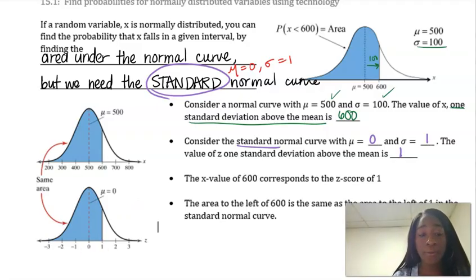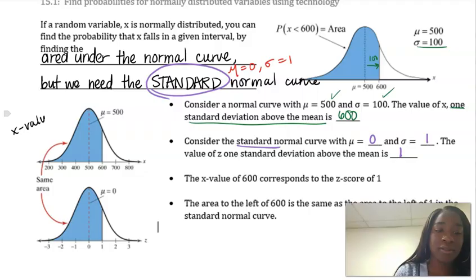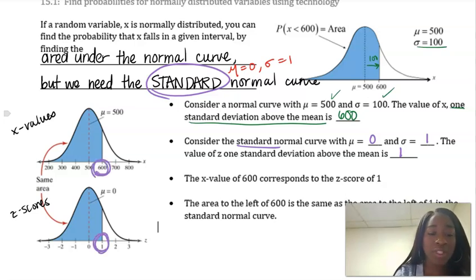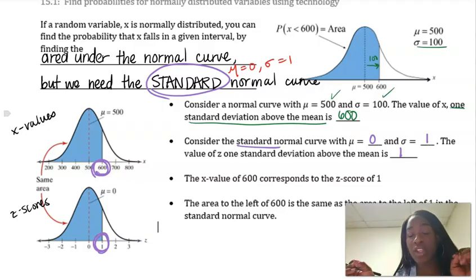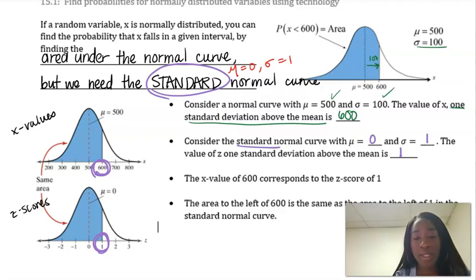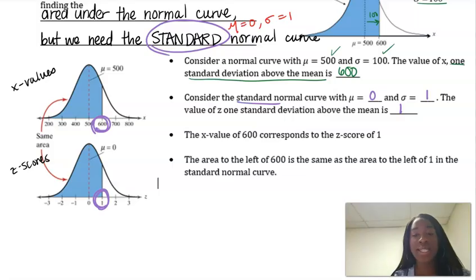So what we're seeing here is in the curve with x values, these are x values, like raw scores, actual data. These are z-scores, standardized scores. And what we're seeing here is that an x value of 600 corresponds to a z-score of 1. Because if I move 1 standard deviation up in the x values, I'm at 600. We just saw that up here. And if I move 1 standard deviation up in the normal score, we are at 1. So since those two correspond, the area to the left of 600 is the same thing as the area to the left of 1 in the standard normal curve.